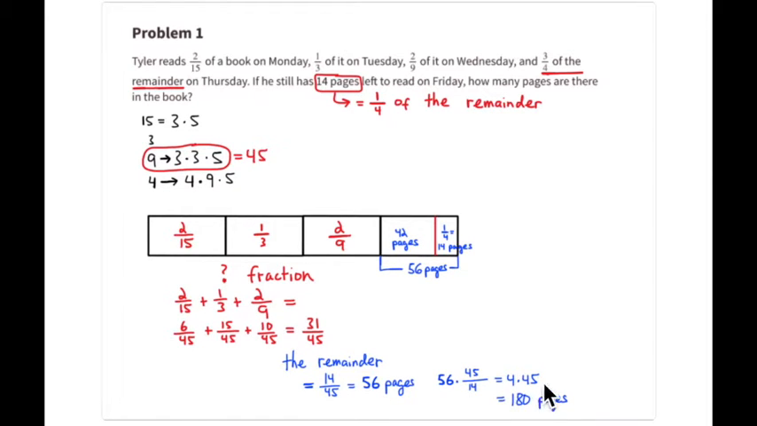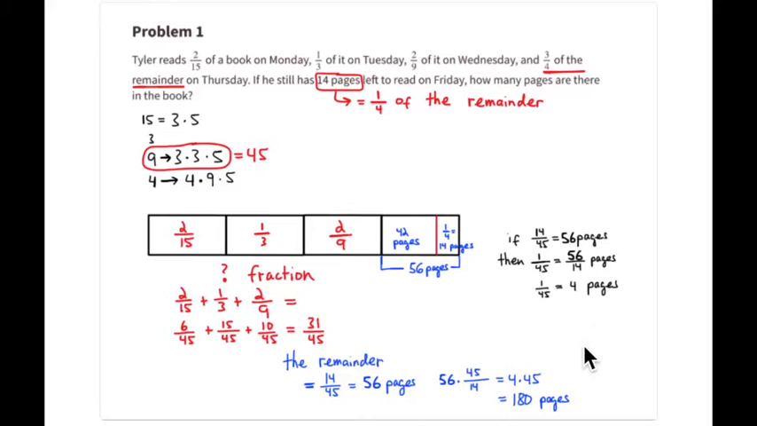4 pages of the book is equal to 1/45. That means the whole book is 45 of those 4-page parts. 45 times 4 is equal to 180 pages. So the book is 180 pages in length. So let's go over this again.